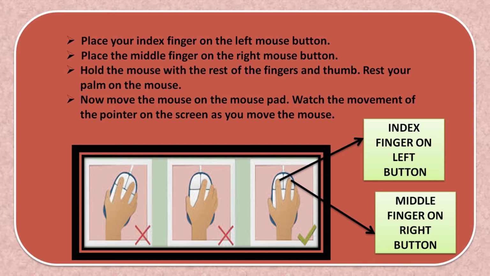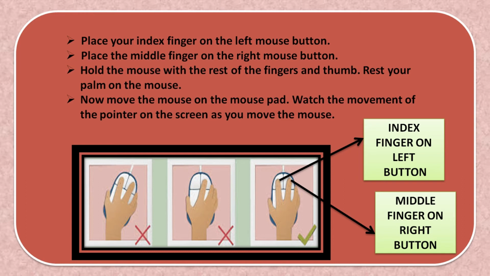Now move the mouse on the mouse pad. Watch the movement of the pointer on the screen as you move the mouse. As you move the mouse, the mouse pointer present on the monitor screen will also move. So don't forget the rule: index finger on the left mouse button, middle finger on the right mouse button.